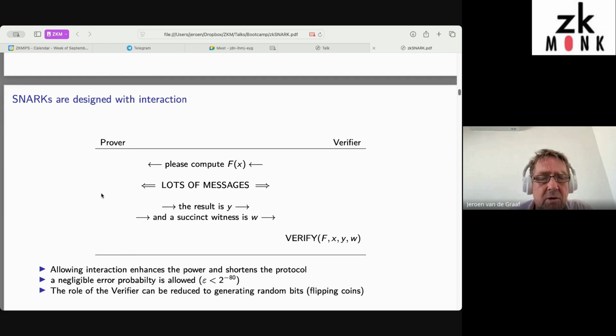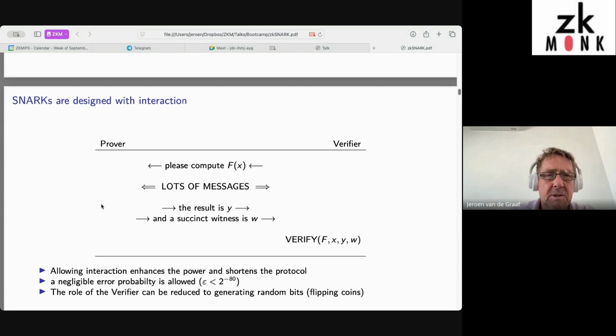You can ask, how can we do that? Well, there are two tricks playing in the background here. One is that the prover and the verifier can interact, which gives additional power. And we also allow for a negligible error probability. Allowing for a small probability of error actually increases the kind of things you can do in computation.